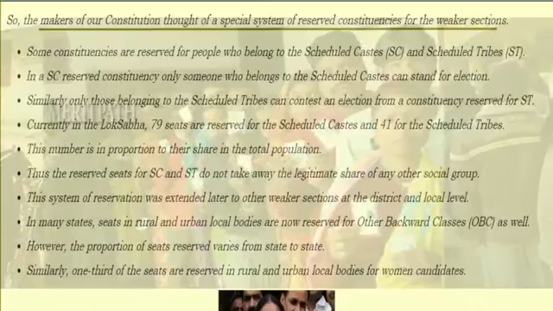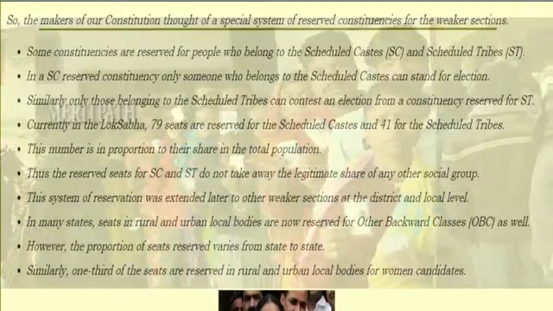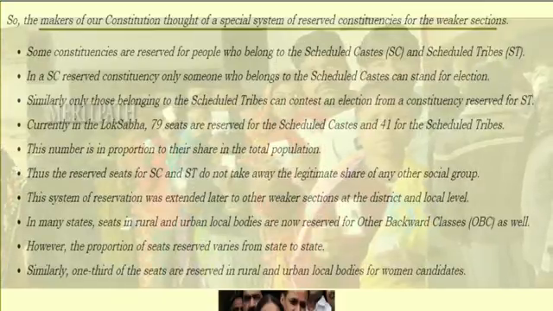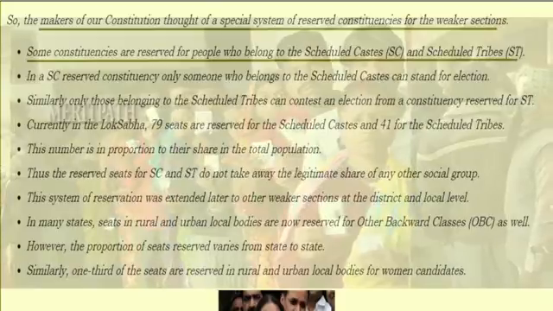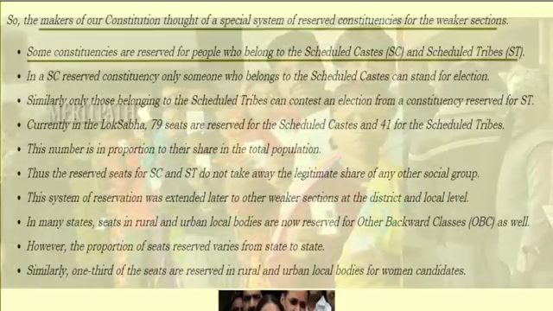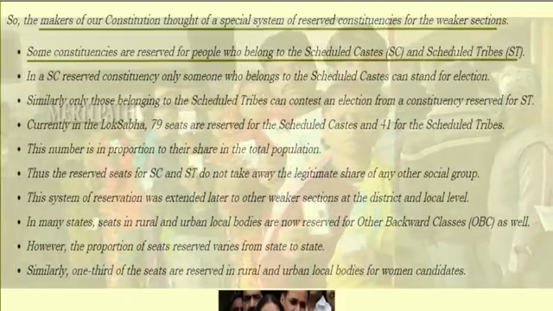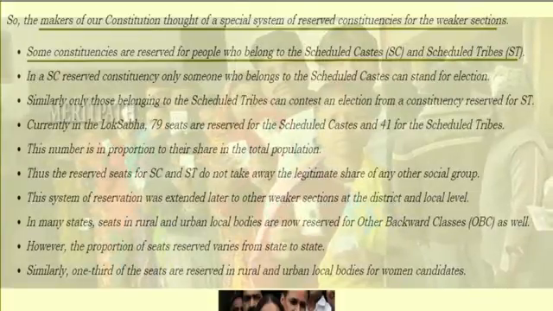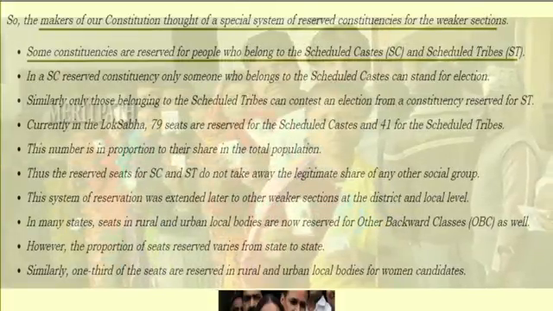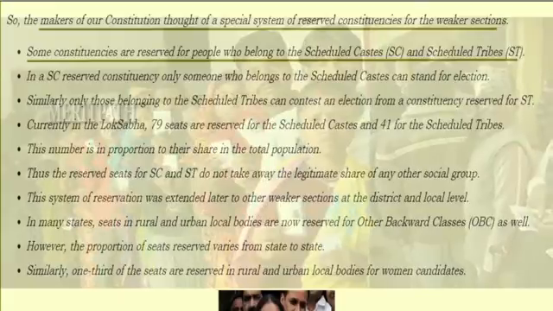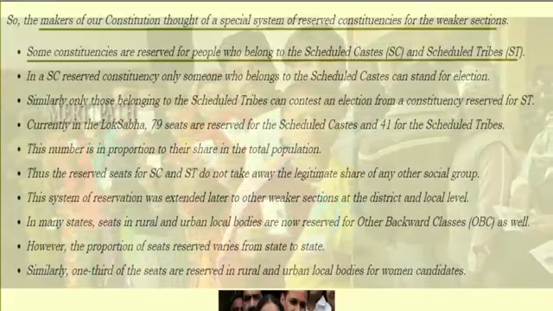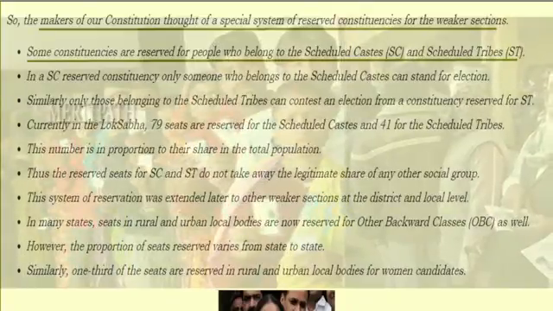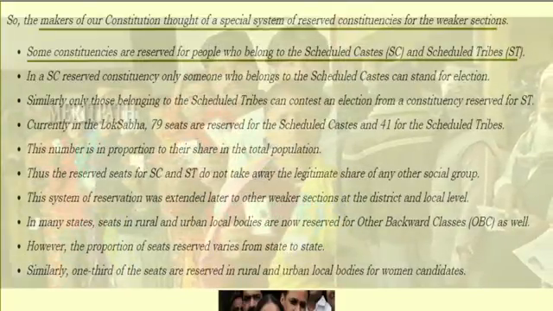So the makers of the constitution thought of a special system of reserved constituencies for the weaker sections. Some constituencies are reserved for people belonging to the SC and ST castes. In an SC reserved constituency, only someone who belongs to the SC caste can stand for the election, and only those belonging to the scheduled tribes can contest an election from a constituency reserved for ST.